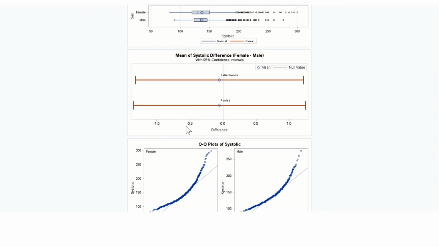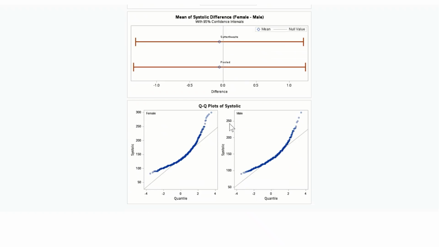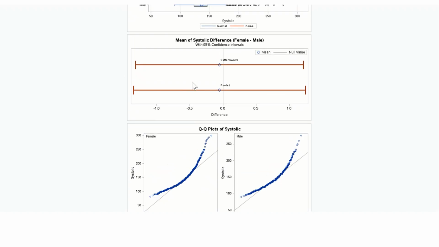And here is the visual of the confidence interval. You see that the confidence interval is crossing the zero neutral value, indicating that this difference between male and female was not statistically significant. The QQ plot we previously discussed deviates at both extremes, at the higher values and the lower values, and follows the normal distribution in the center.